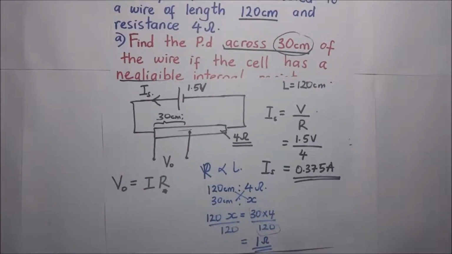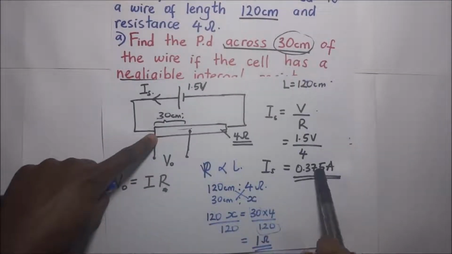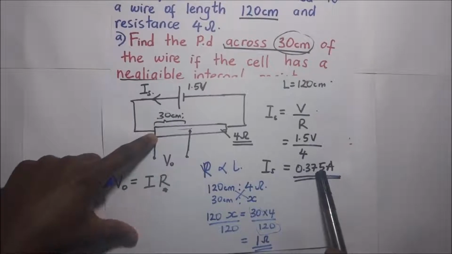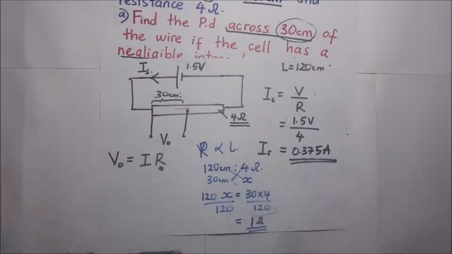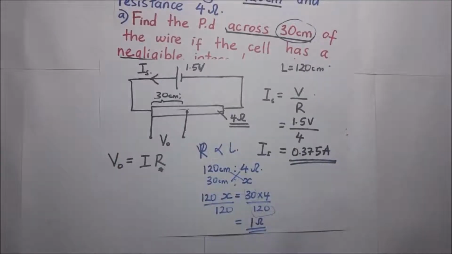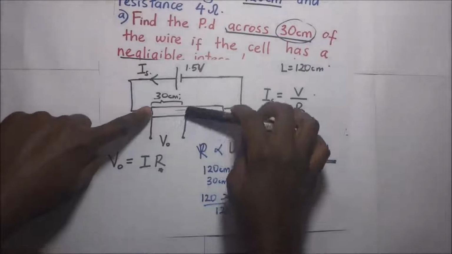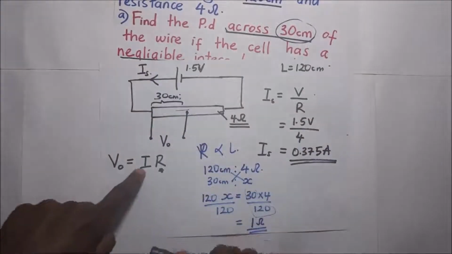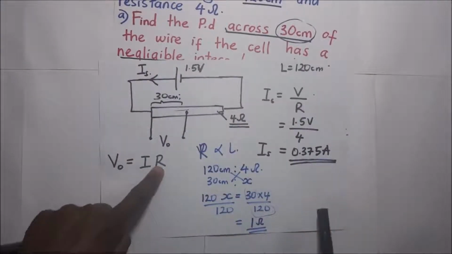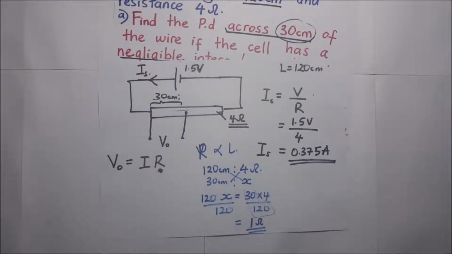So here we have the current going through that portion of the wire, which is 0.375 amperes, and we also have the resistance of that portion of the wire, which we have found to be 1 ohm. Now we can go ahead and find the output voltage of this portion of the wire, which is the current, 0.375, times R, which is 1, giving 0.375 volts.